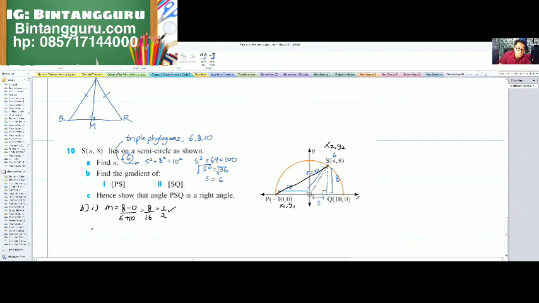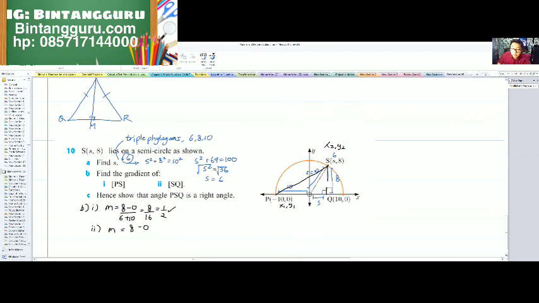And for part two, we have to find the gradient of SQ. I think SQ is a straight line. It goes from here to there. So basically, this is y2 minus y1. So 8 minus 0.